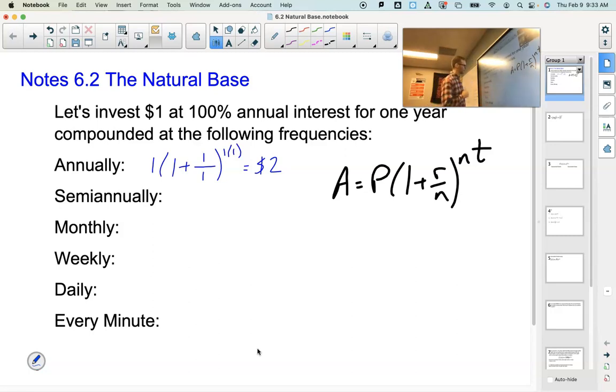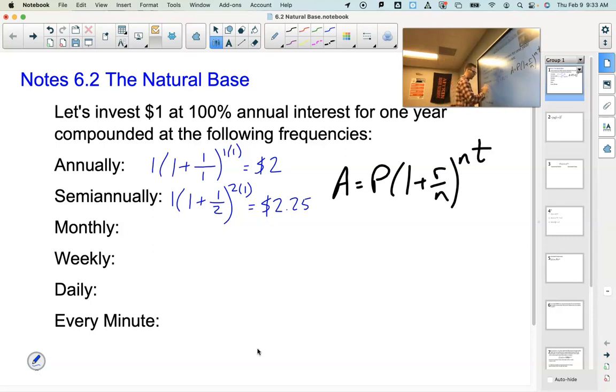All right, semi-annually. We're starting with $1. We're taking 1 plus 100% interest. Semi-annually is twice a year, so we're dividing that by 2 to the twice a year times 1 year. And how much do we have there? Well, that would be 1 times 1.5 squared. 1.5 squared is 2.25. So we'd have $2.25. So, man, we made an extra quarter getting that interest semi-annually.